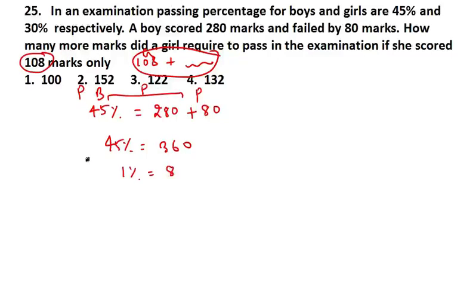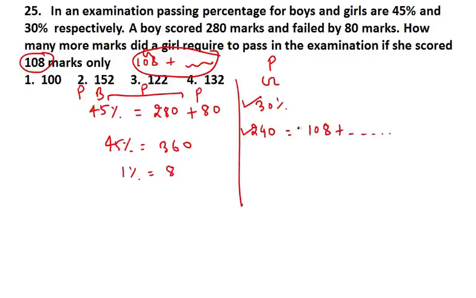Now girls, what about girls? Now we have to go to girls. Girl passing percentage is 30%. Okay, but since 1% represents 8, this 30% will represent 240. This is in the percentage form, this is in the real form, but she got only 108. So how much does she need now? This is passing marks, she got only this. So if you add 132, then she passes. So this is going to be your answer, 132.